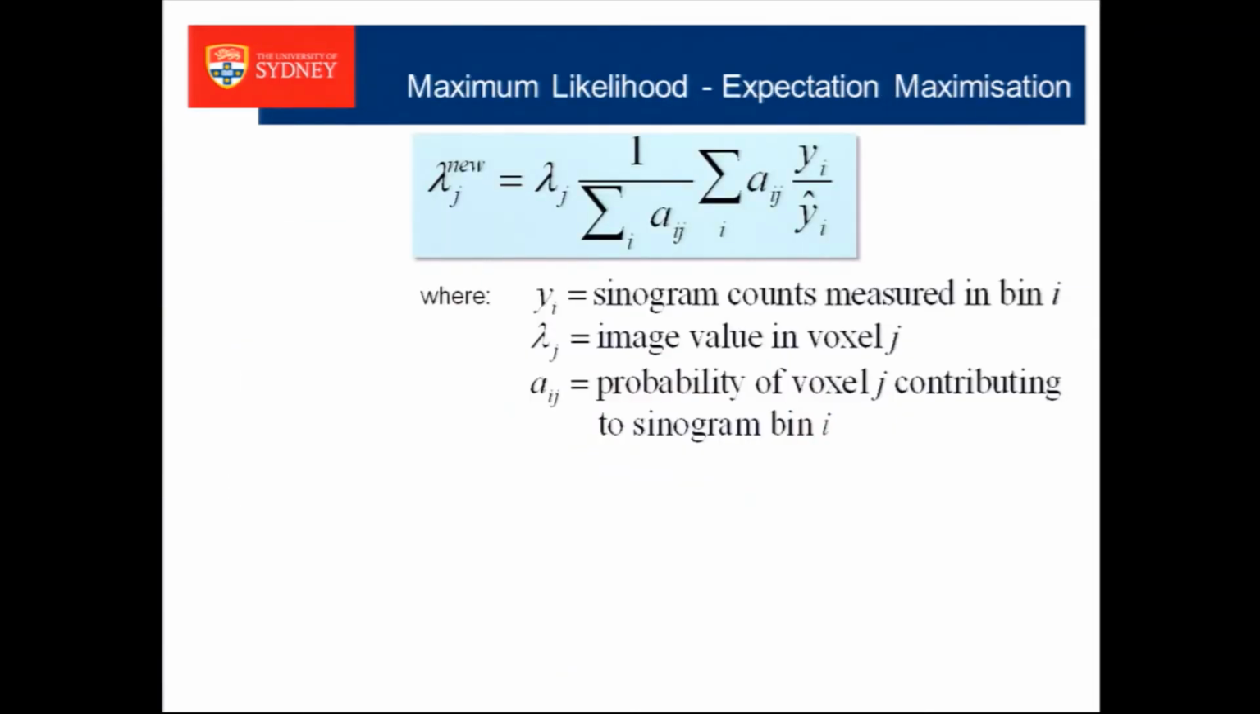Now, mathematically, we can express this algorithm with this equation. On the left, this is the update step, so this is the new value of a voxel. Here is the previous value of an image voxel. The equation involves a matrix, which represents the probability of an image voxel j contributing to a sinogram bin i, for every possible combination. And also the sinogram counts measured in bin i. These are the measured projections. And this y hat i is the estimated projections that are obtained by forward projection.